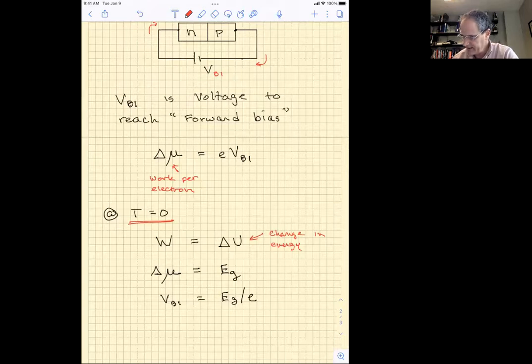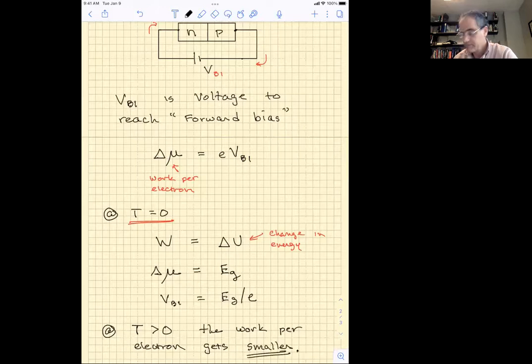Now, that's all well and good. But what's interesting is that as you raise the temperature, so for temperatures that are greater than 0, the work per electron gets smaller. Okay? And that's something we'd like to explain.